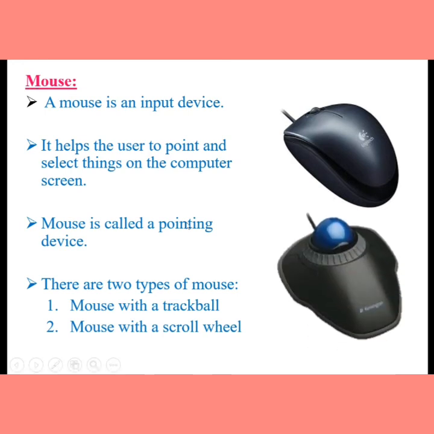Number 1, mouse with a trackball, and number 2, mouse with a scroll wheel. Now look at the picture. This is a trackball mouse. By moving or rotating this ball, we can control the pointer on the computer screen, and then we can select the program that we want. Similarly, using the scroll wheel mouse, we can also control the pointer and select any program. So, as we can control the pointer using different mice, the mouse is called a pointing device. And using the mouse, we can easily switch from one program to another.